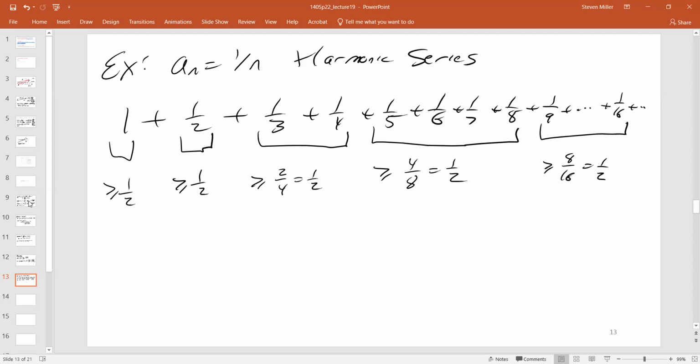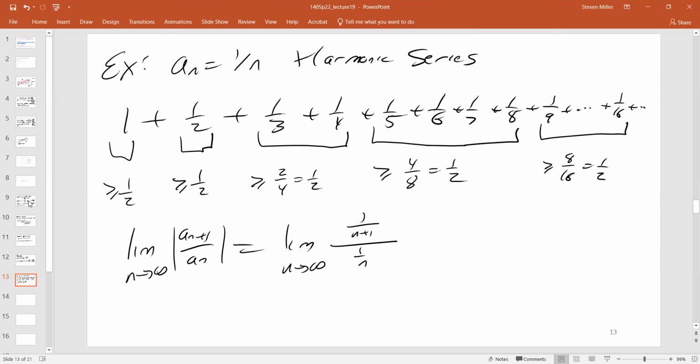Now let's look at the limit as n goes to infinity of a_(n+1) over a_n. This is the limit as n goes to infinity of 1 over n plus 1 divided by 1 over n. That's the limit as n goes to infinity of n over n plus 1. What does n over n plus 1 go to? 1. You know, a million over a million and 1, a quadrillion over a quadrillion and 1, it's going to go to 1. So here's an example where rho equals 1, but diverges.